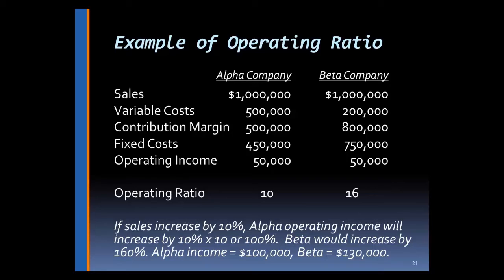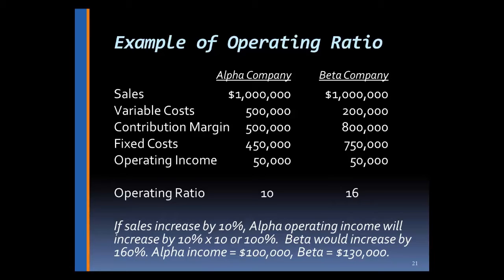We have two companies here, Alpha and Beta. They have exactly the same dollars of sales, they have exactly the same operating income, but they have different amounts of fixed and variable cost. Alpha Company has more variable cost than Beta. Beta has more fixed costs than Alpha. So Beta is carrying a higher level of risk. So changes in Beta's dollars of sales in units will have a greater impact on the increase or decrease in its profits.